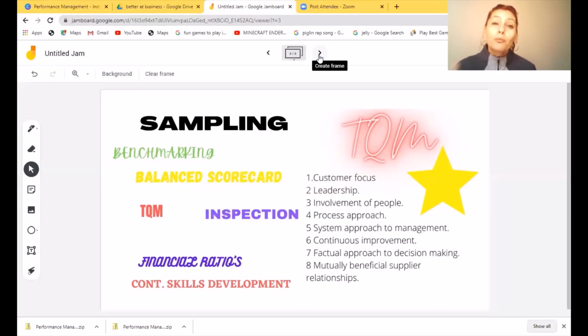Process approach, make sure that you've got processes in place. You've got little ticks that are happening, and again, it will ensure that there is quality. Systems approach to management, continuous improvement, always looking to improve. Factual approach to decision making, making sure that you've done your research and that your decisions are not just on a whim, that you've got everybody's input into that and you're making good, sound decisions. Mutual supplier relationships, very important. Make sure that you've got good relationships with your suppliers.